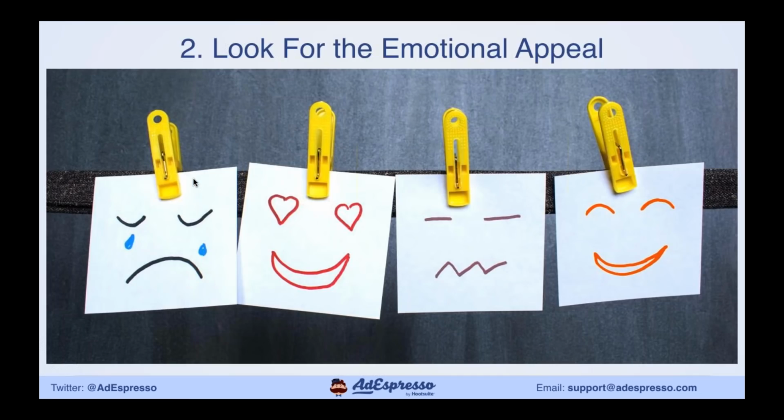Okay, so for step number 2, we're going to look for the emotional appeal. It's important to have your audience first, because you start to have an idea of who they are, what they want, and only then will you be able to start to discover what emotional appeal you think will be most effective for this audience and the product that you're showing to them.